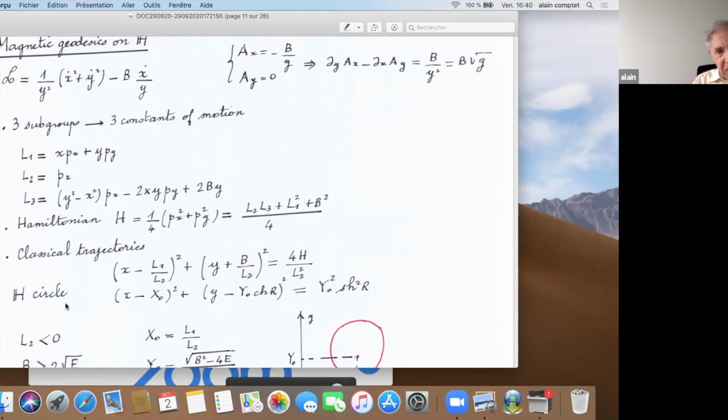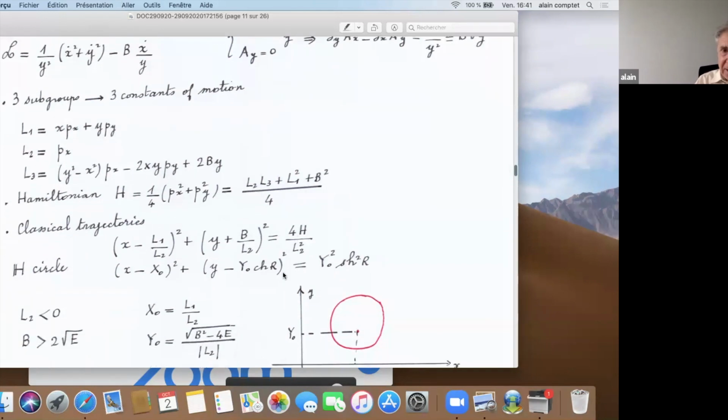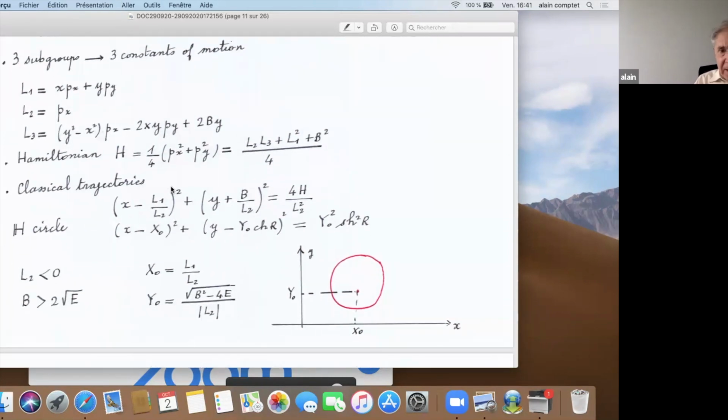In fact, an H circle in the sense of hyperbolic geometry is the set of points which are equidistant from a given point, x0 and y0, and its equation is this one. Okay, it looks very similar, but it's not exactly the same. So by comparing these two equations, you see that this is indeed the equation of an H circle, provided x0 equals L1 over L2, which is always possible to realize, because the sign of x0 is arbitrary.